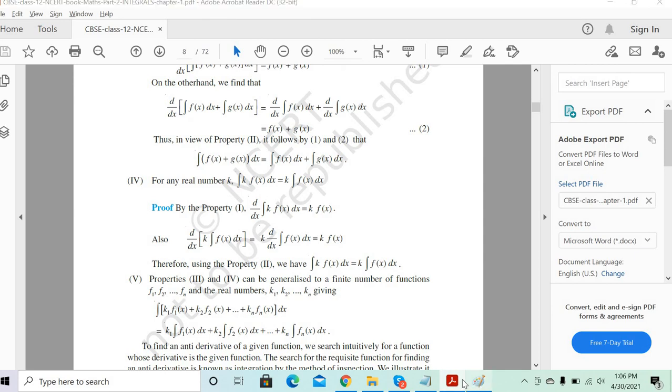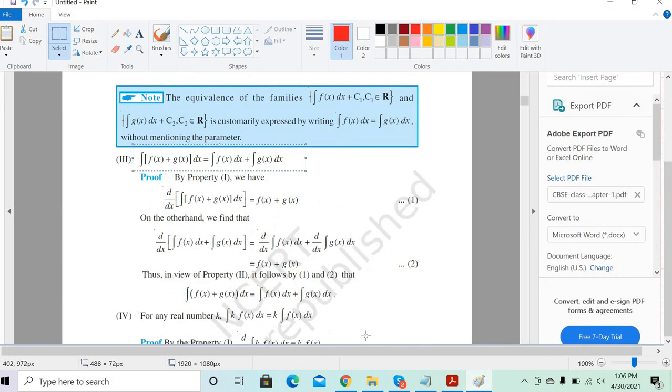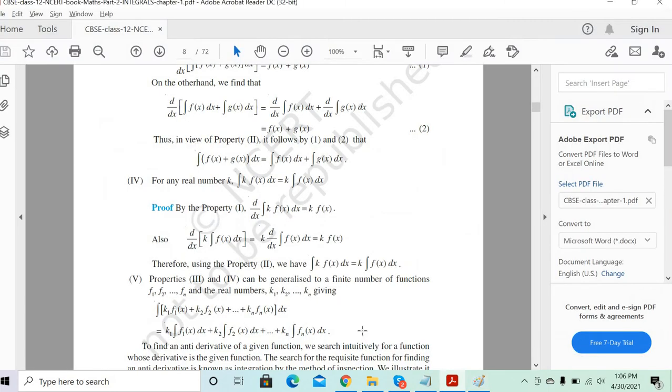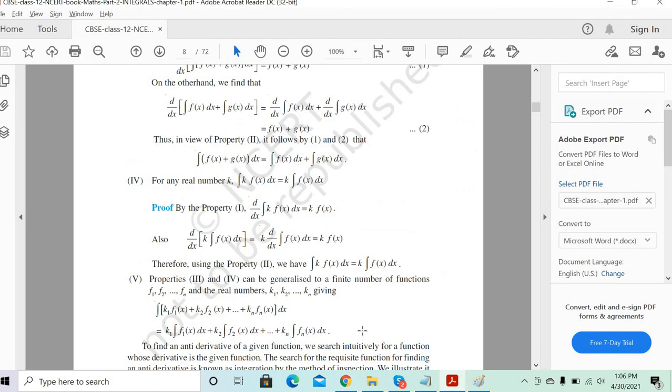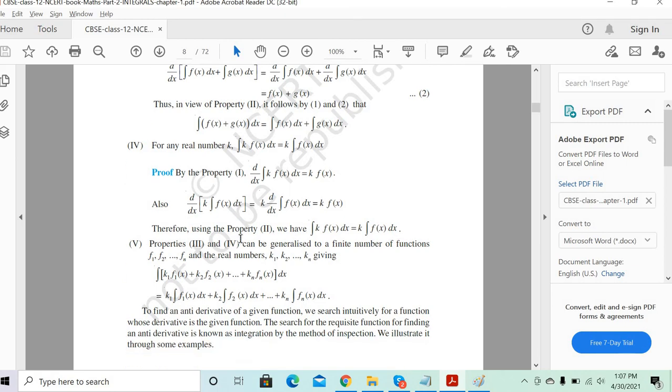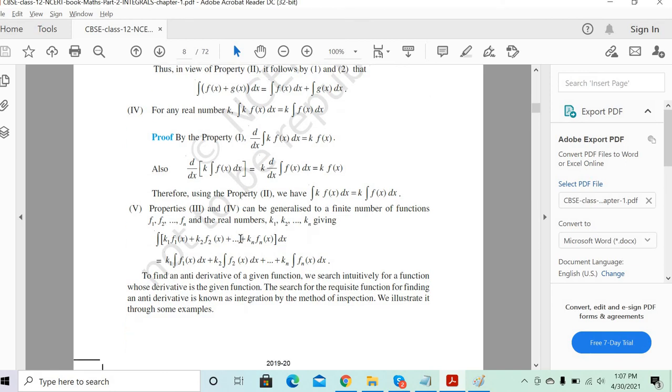Okay, the next property is the product. If a constant number is multiplied, we can take the constant outside the integration, and we can integrate the remaining function with respect to x. Clear? Yes, sir. Clear. Excellent, superb.